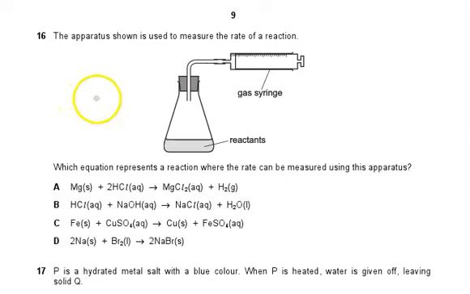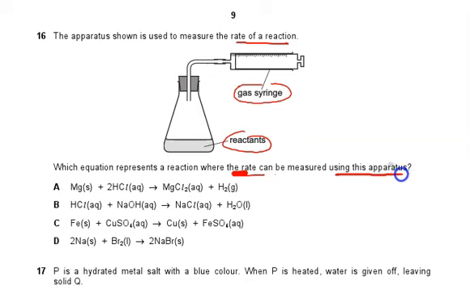Okay, for number 16, the apparatus shown is used to measure the rate of reaction. As you can see here, this is a gas syringe, and we have the reactant here. Which equation represents a reaction where the rate can be measured using this apparatus? The equation must release a gas, so it will be collected over here.